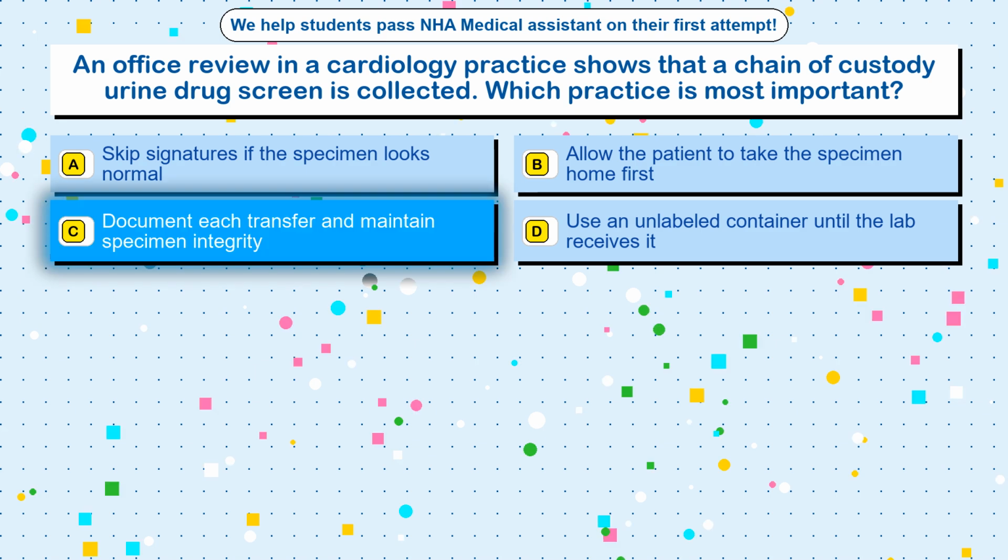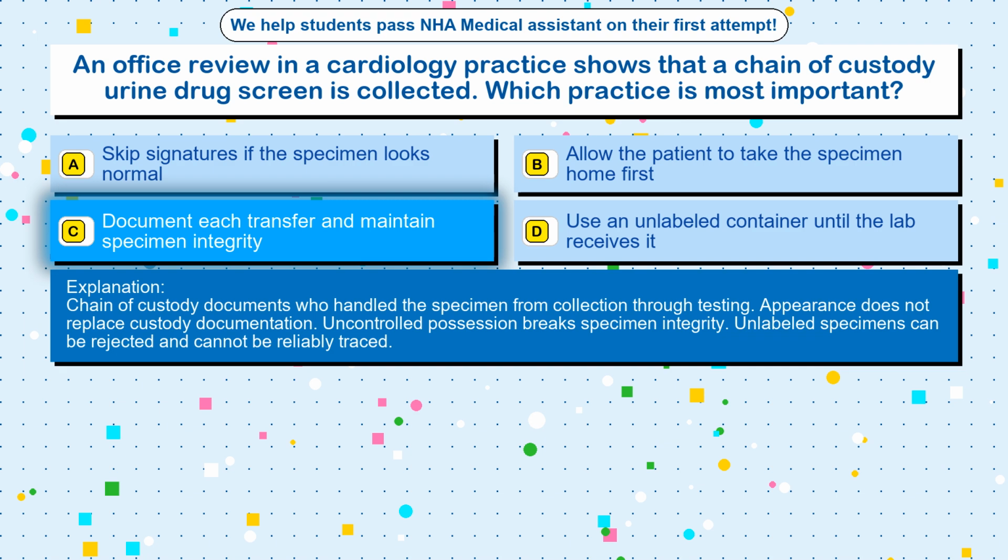The correct answer is option C, document each transfer and maintain specimen integrity. Chain of custody documents who handled the specimen from collection through testing. Appearance does not replace custody documentation. Uncontrolled possession breaks specimen integrity. Unlabeled specimens can be rejected and cannot be reliably traced.